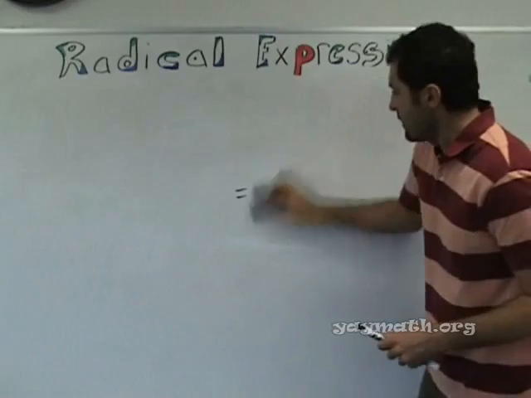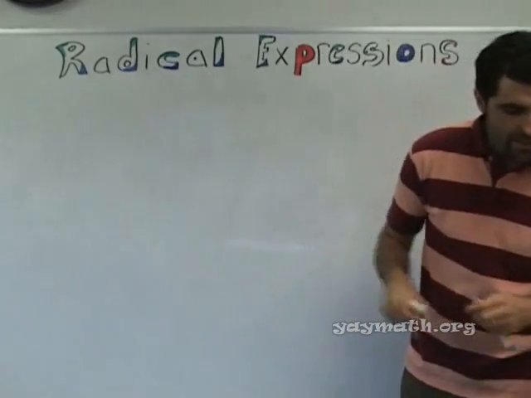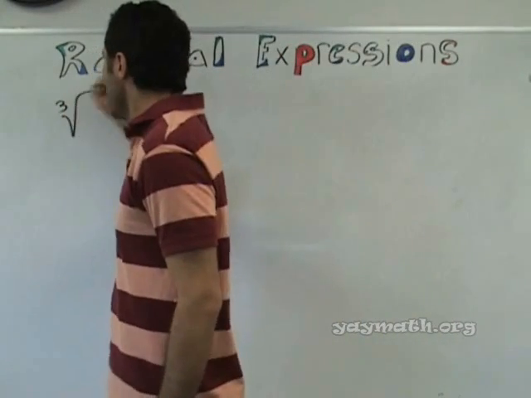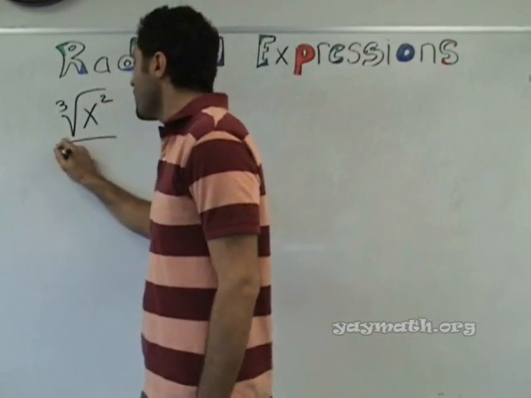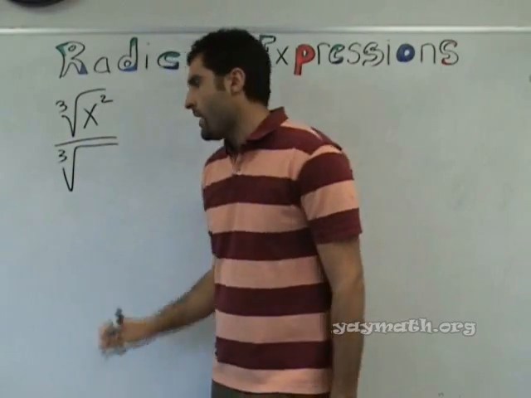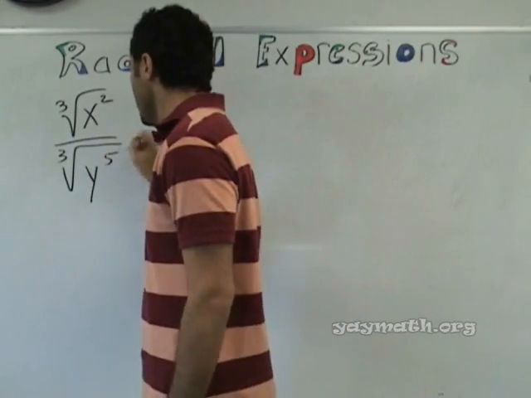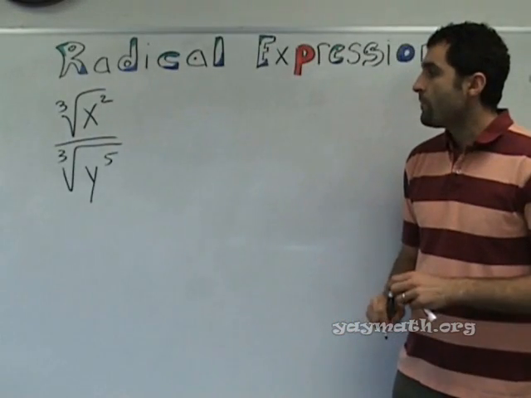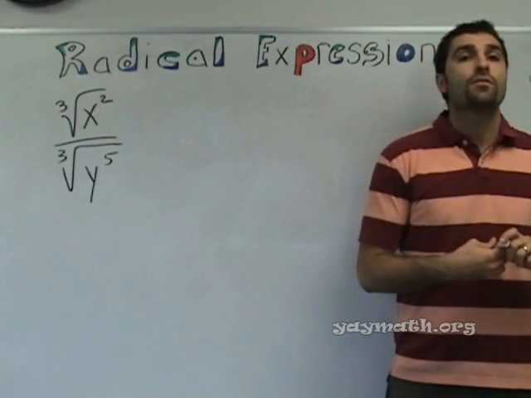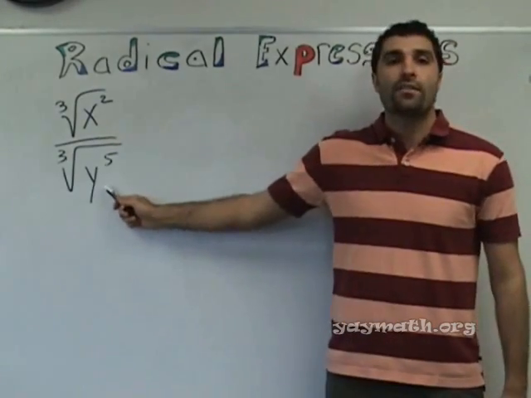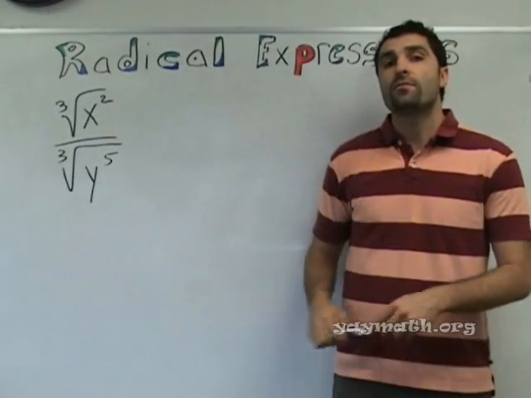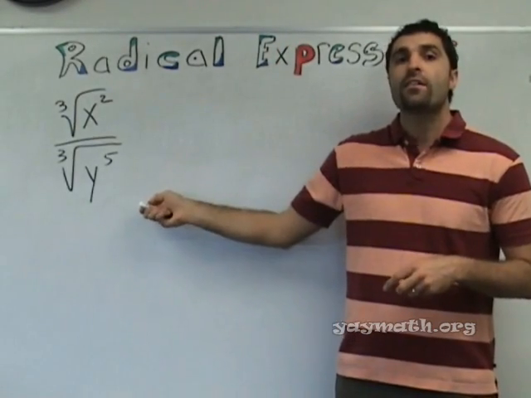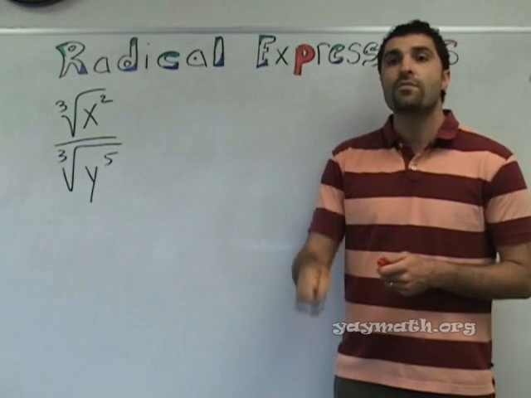Okay, a couple left. Now we're talking third root. We have the third root of x squared over the third root of y to the 5th. So can you multiply top and bottom by the cube root of y to the 4th? That's a good guess, because you're trying to get y to the 9th, aren't you? But y to the 9th is too big. You can get a perfect cube that's smaller than y to the 9th. Y to the 6th, yes, you could do that.